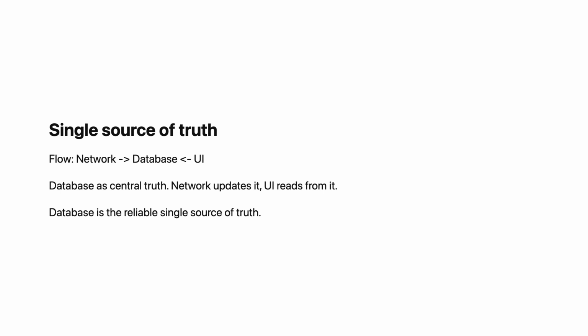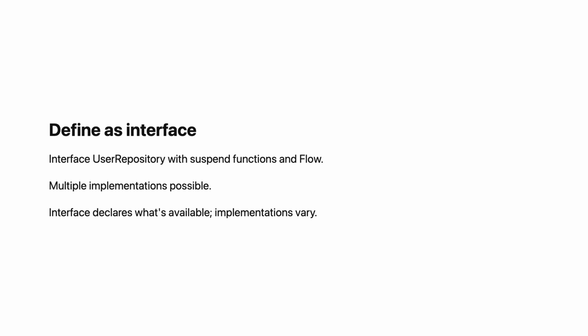Define a repository as an interface. interface UserRepository { suspend fun getUsers(): List<User>, suspend fun getUser(id: Int): User, fun observeUser(): Flow<List<User>> }. The interface declares what data is available, not how it is fetched. Implementations can vary: NetworkUserRepository, FakeUserRepository. Depend on the interface, not the implementation. This enables flexibility and testing.